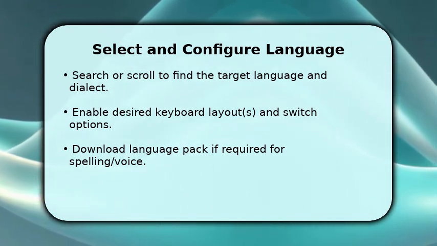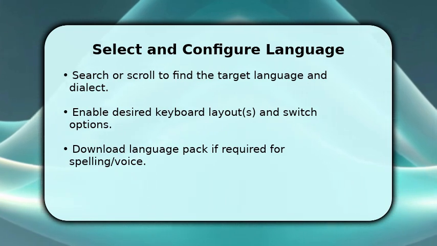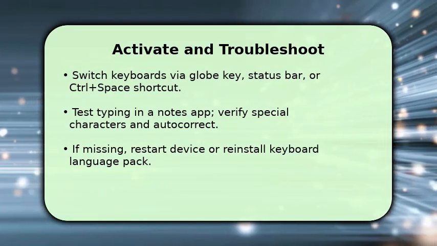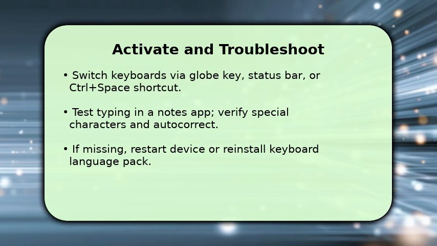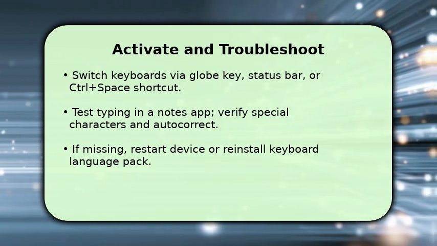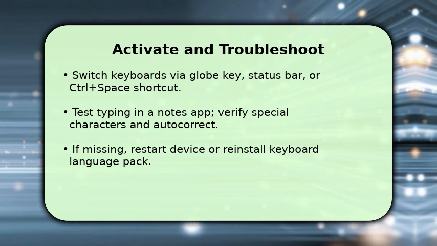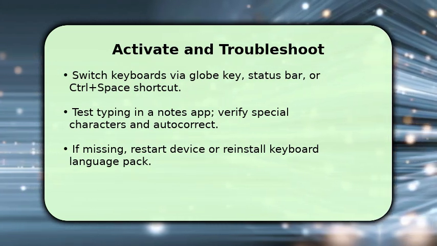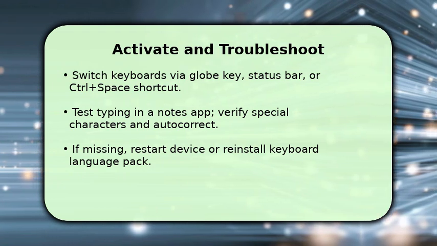After configuring, confirm you finish by activating and testing the new keyboard. Switch to it using the globe icon, status bar language selector, or shortcuts like Control plus space. Then open Notes and type to confirm characters and autocorrect. If accents or special keys are wrong, return to keyboard settings and adjust layout or input options.